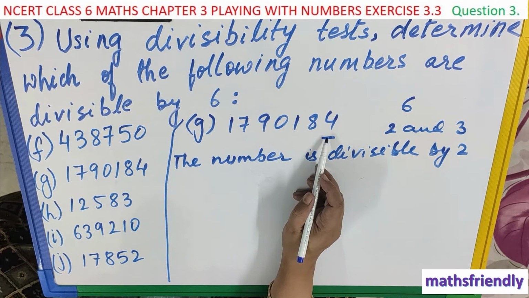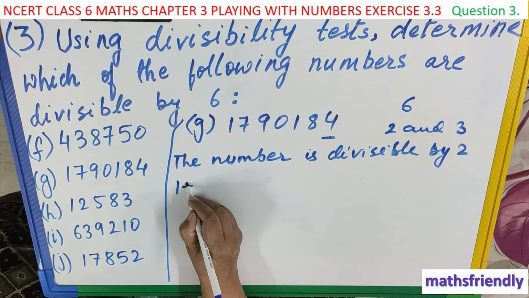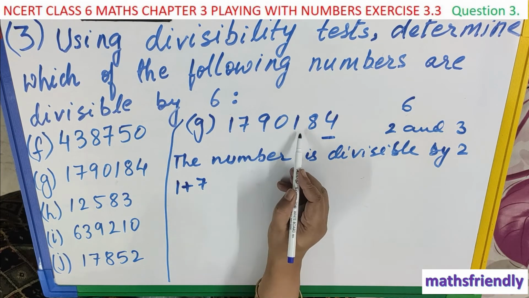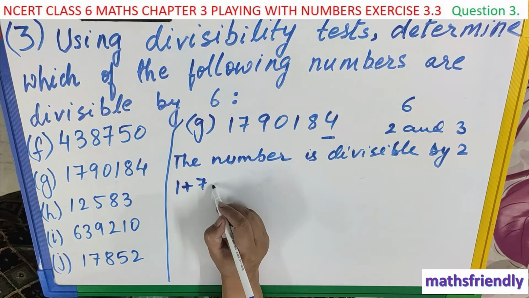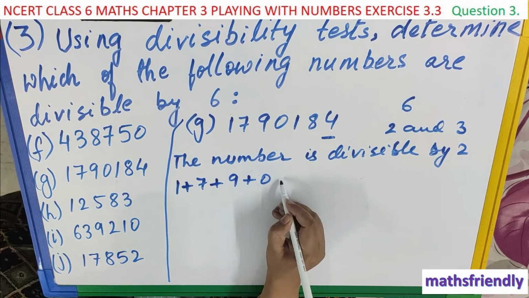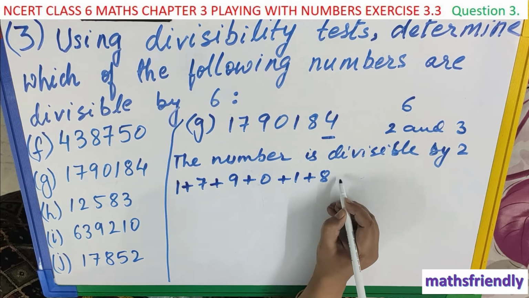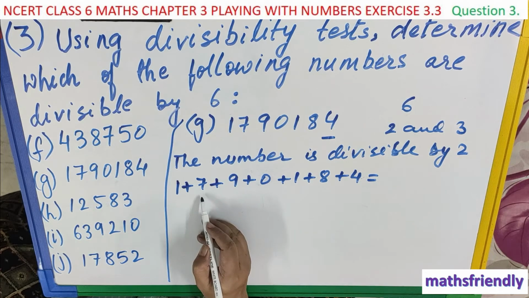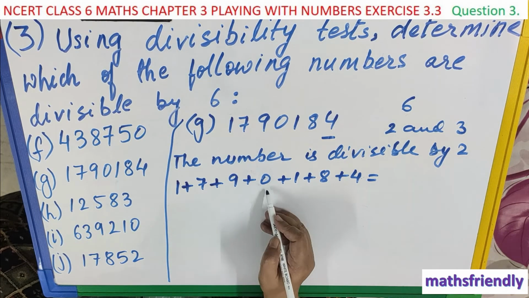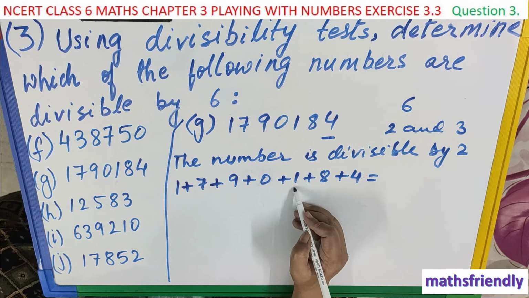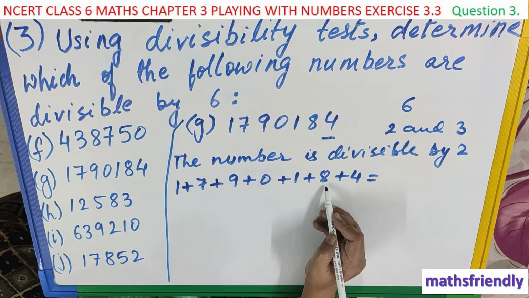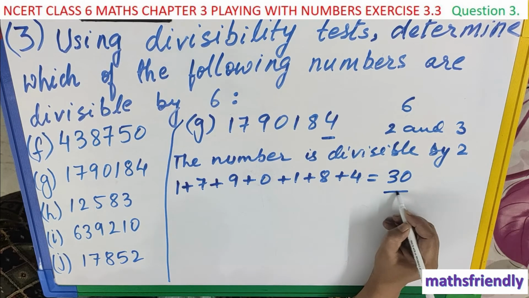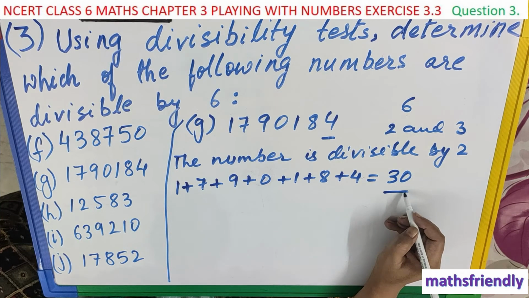Now, its divisibility by 3 we have to check. For that, we have to add all the digits of the number. The number has digits 1, 7, 9, 0, 1, 8 and 4. So, we will add all the digits and find whether this number is also divisible by 3 or not. 1 plus 7 is 8, 8 plus 9 is 17, 17 plus 0 is 17, 17 plus 1 is 18, 18 plus 8 is 26, 26 plus 4 is 30 and 30 is also divisible by 3.